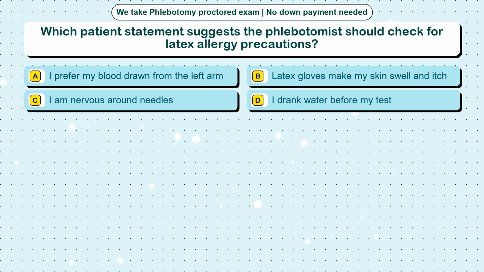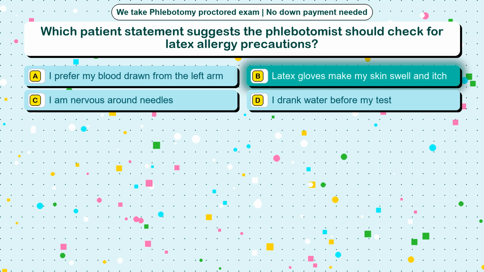Question 62. Which patient statement suggests the phlebotomist should check for latex allergy precautions? Option A. I prefer my blood drawn from the left arm. Option B. Latex gloves make my skin swell and itch. Option C. I am nervous around needles. Option D. I drank water before my test.